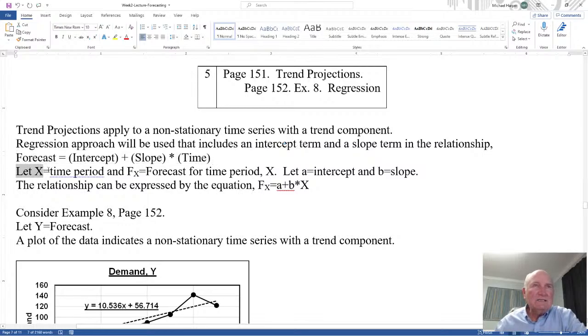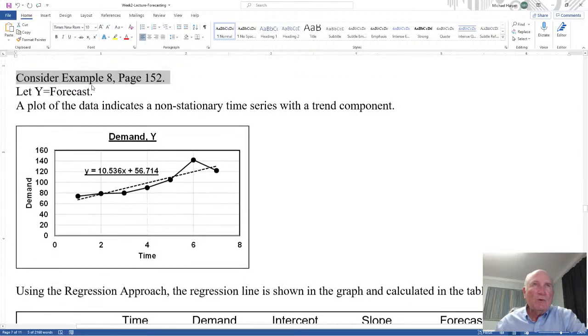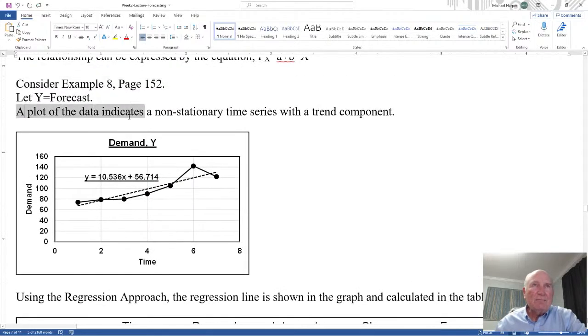So let x be the time period. F of x is the forecast for time period x. Let a equal the intercept and b equal the slope. This relationship can be expressed by the equation f of x equals a plus b times x. Okay, so consider this example. Consider example 8 on page 152, where y equals a forecast. A plot of the data indicates a non-stationary time series with a trend component.